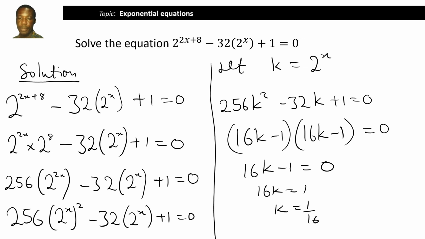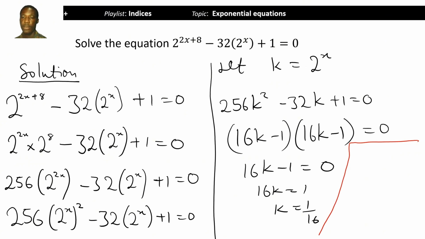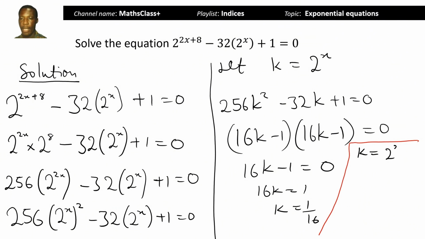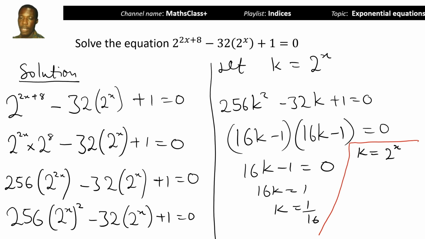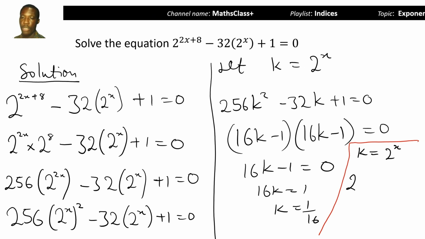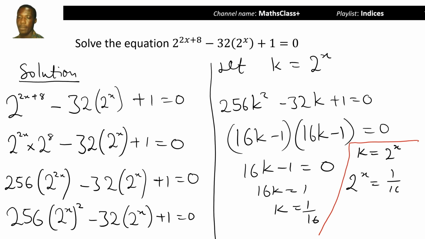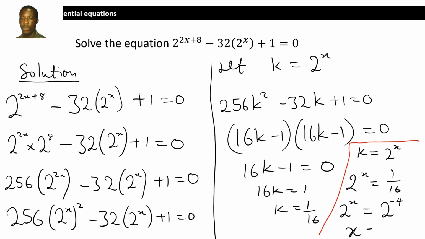However, our k is equal to 2 to the power x. So if k is 1 over 16, then it means 2 to the power x is equal to 1 over 16. And 1 over 16, 2 to the power x is the same as 2 to the power negative 4. That means x is equal to negative 4.